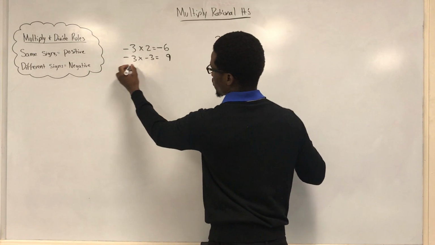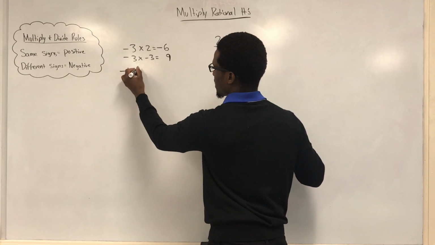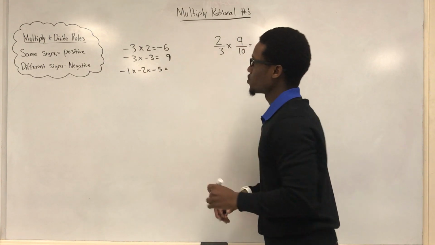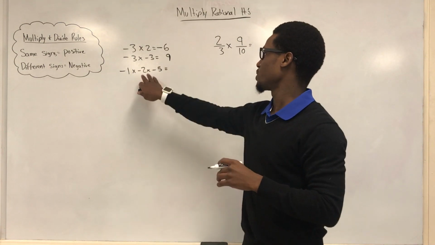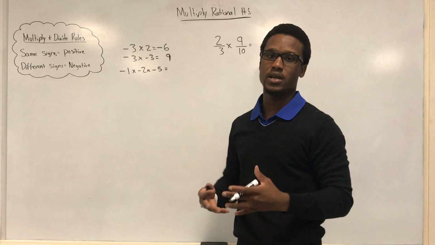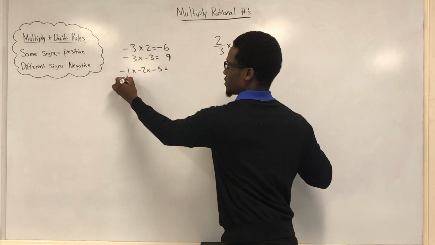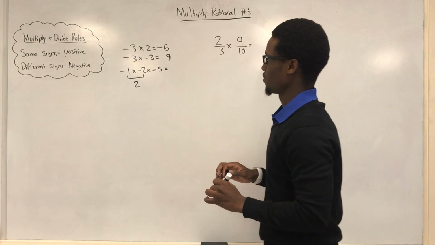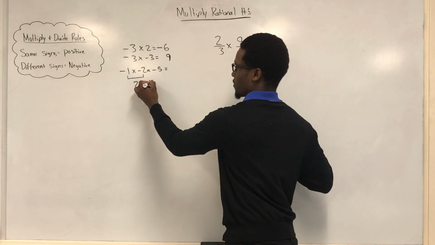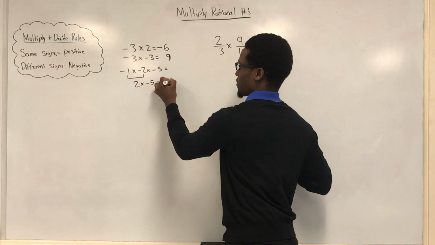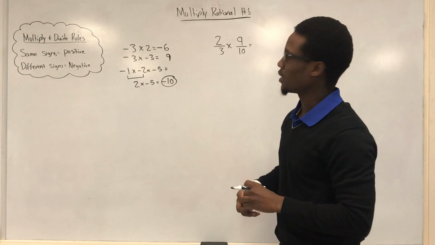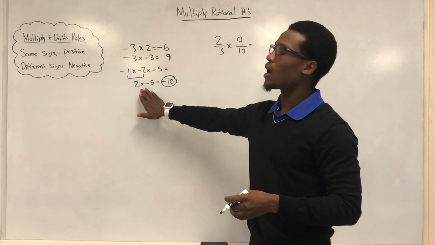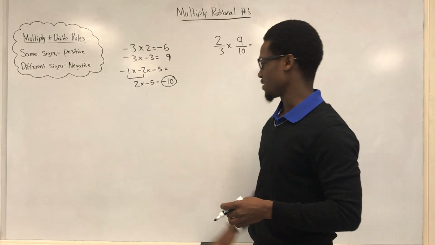And let's go ahead and try one more. Negative 1 times negative 2 times negative 5. Okay? So in this situation, I have 3 negatives. So these 2 negatives are going to cancel out to get a positive. So 1 times 2 is going to be equal to positive 2. And I'm going to multiply that by a negative 5. So this is going to be equal to negative 10. So as you can see, if there's an even amount of negatives, you'll have a positive answer. But if there's an odd amount of negatives, you'll have a negative answer.